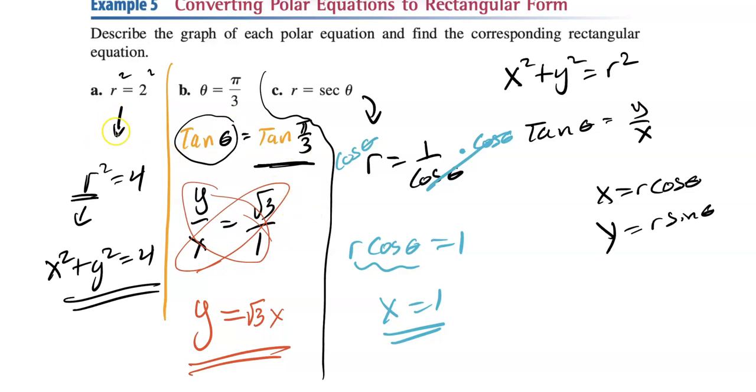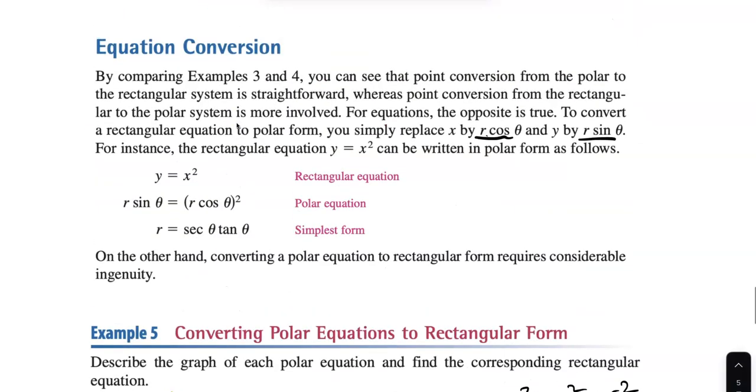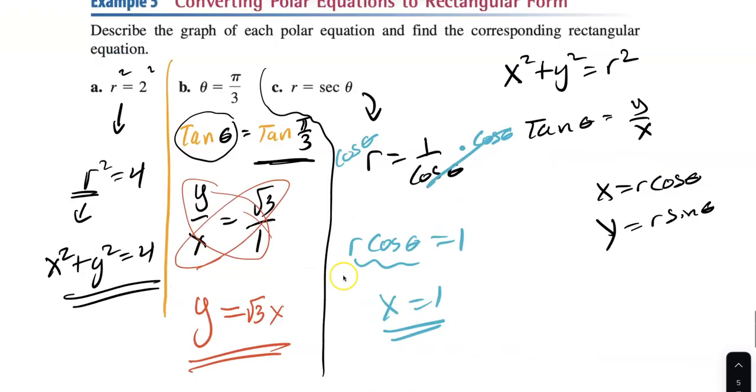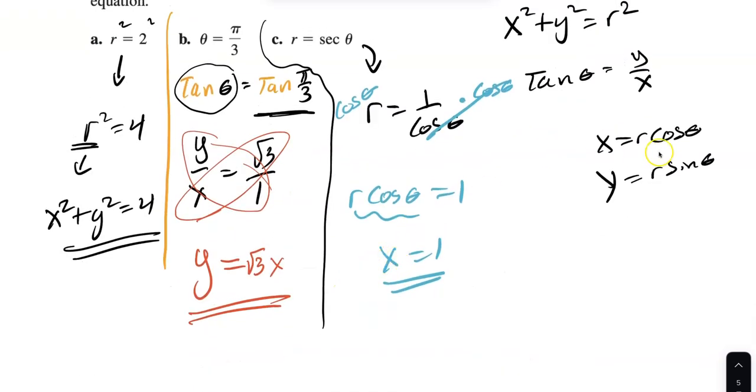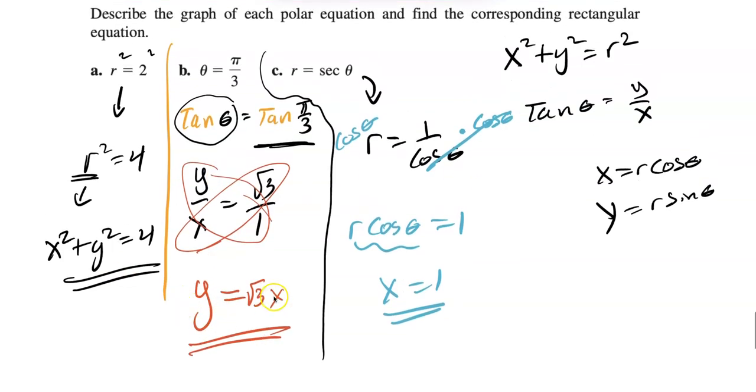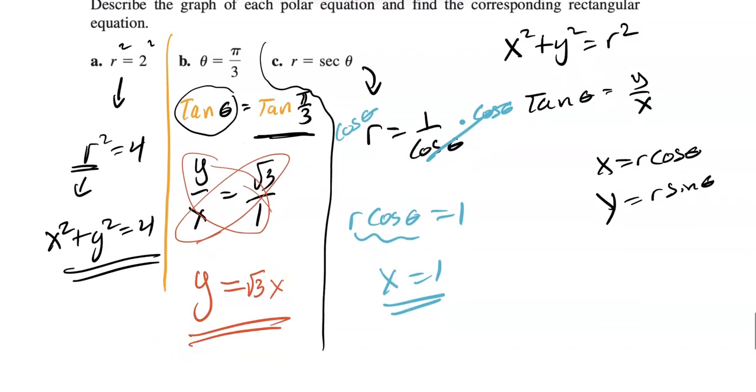You have to play around with it a bit. Going the other way, from rectangular to polar, you just change x to r cosine theta. Done. Well, I have to get r by itself. You change x to r cosine theta, you change y to r sine theta, and play around with it a bit. But going the other way, a little more work. Anyway, that's the lesson.